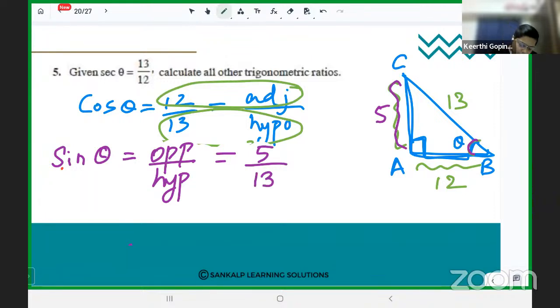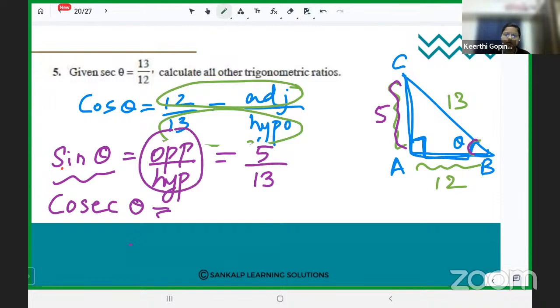Now just consider its reciprocal. What is the reciprocal of sine? Cosec, right? Sine and cosec are pairs. So cosec theta. You don't need to know the exact definition like this, you just need to reverse the value of sin theta. Sin theta is 5 by 13. Then what is the value of cosec theta? Since it is a reciprocal, just reverse that ratio. 5 by 13 will become 13 by 5. That is the value of cosec theta.